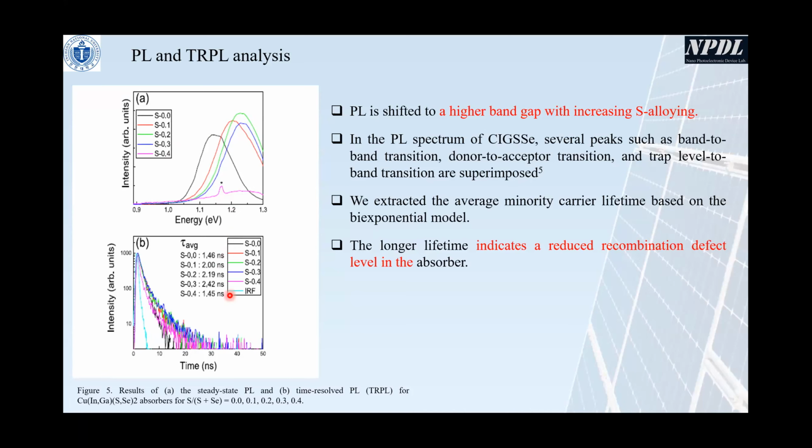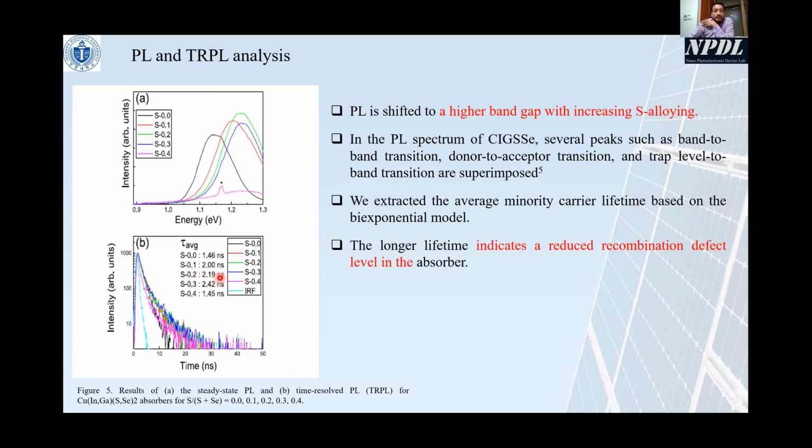And we also analyze the time resolved photoluminescence for the device minority carrier lifetime. Here you also see that with increasing sulfur the lifetime increases up to 0.3, and when it reaches 0.4 the lifetime sharply decreases. For the PL case, we also observed that a higher band gap is shifting with more sulfur alloying. And in the PL there are several types of transition: one is band to band transition, donor to acceptor transition, and trap level to band transition. So several transitions occur between the conduction band and valence band.